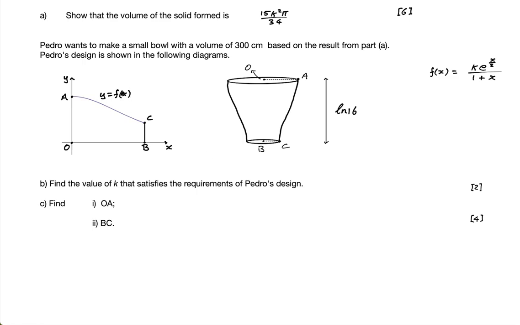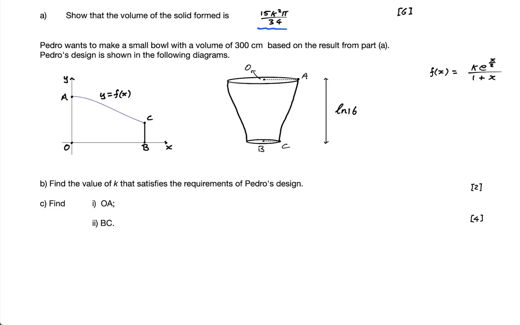Okay, so this is part B and C I'm going to do in this video, but we need this result from part A, because it says Pedro's going to make a bowl with a volume of 300 centimeters based on the result from part A. Pedro's design is shown in the following diagram. So find the value of k that satisfies the requirements of Pedro's design.